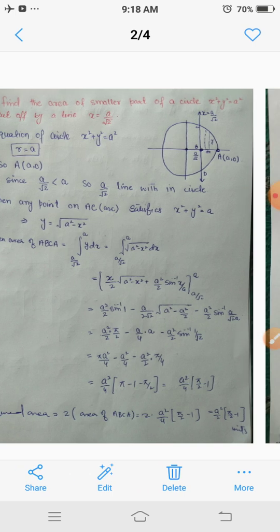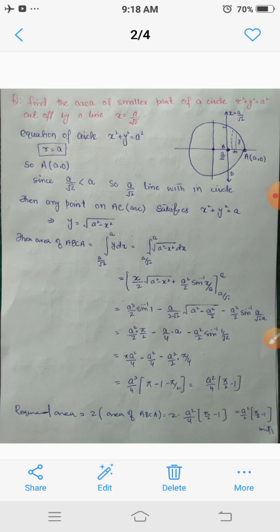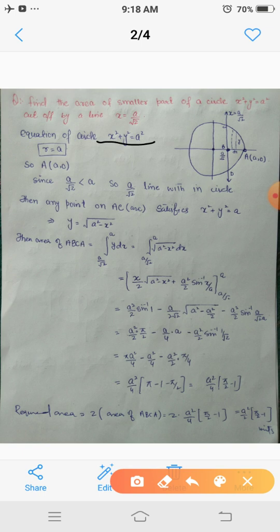Now the given circle is x square plus y square equals a square. This means that this circle has center 0 0 and the radius is simply a. So if we consider the point on this, that is point A, then its coordinates are a 0, because the radius is a. Also this a by root 2 is always less than a, which implies that this a by root 2 point lies within this circle, that is here, point B.